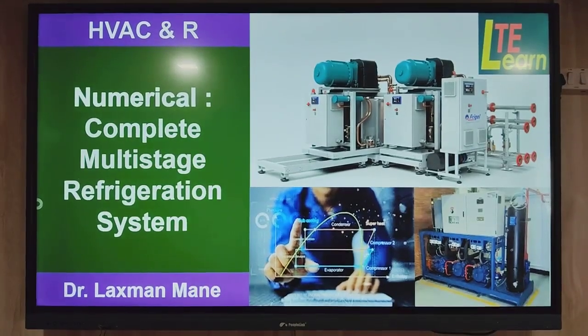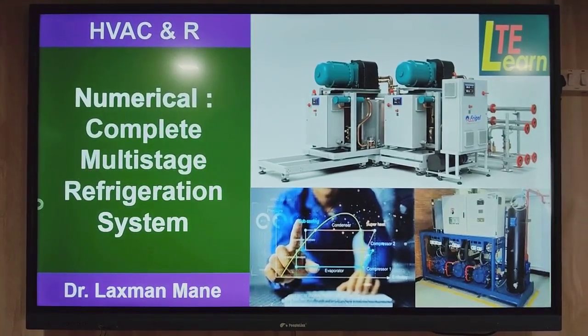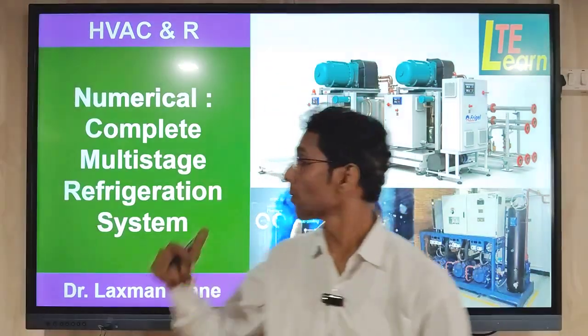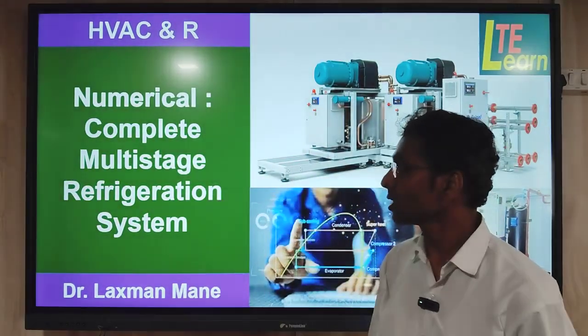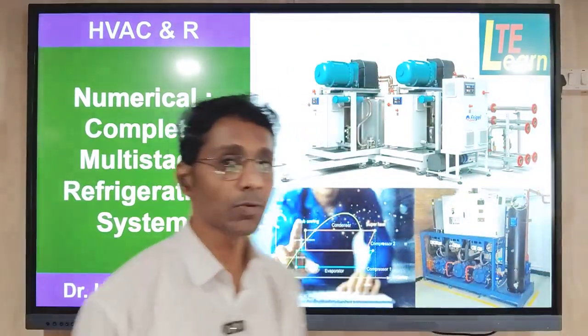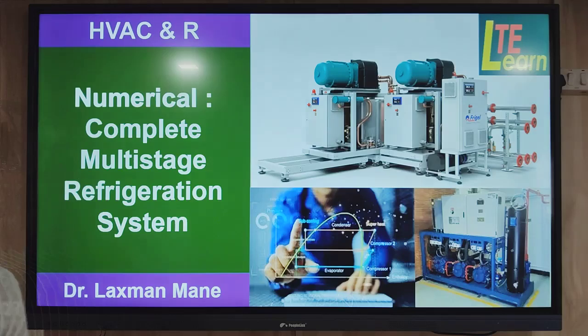Greetings and welcome. In this session, we will see the procedure to solve the numerical of a complete two-stage refrigeration system. We have seen the theoretical part of the system, that is the pH diagram and the schematic diagram of the complete multi-stage refrigeration system for two compressors. Now, by using that concept, we will solve the numerical. So let us first see the statement of the numerical.